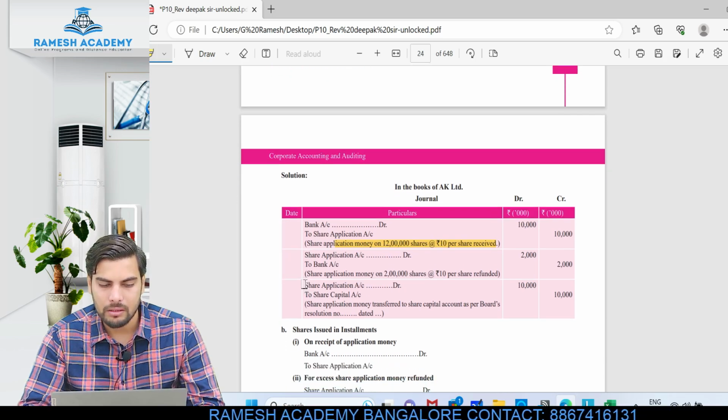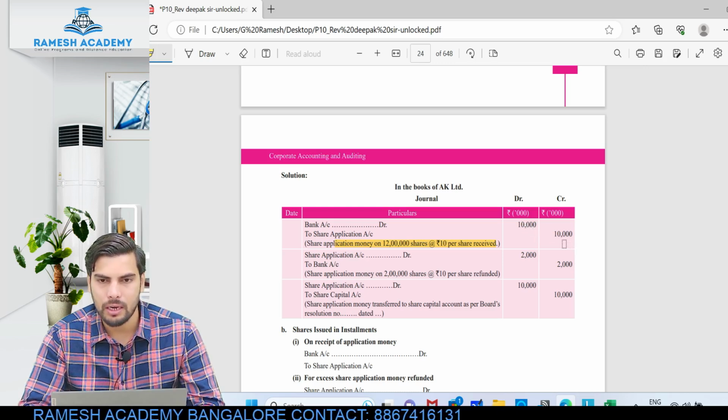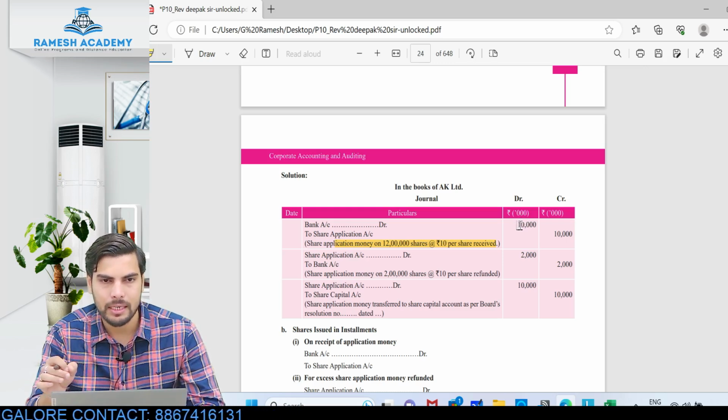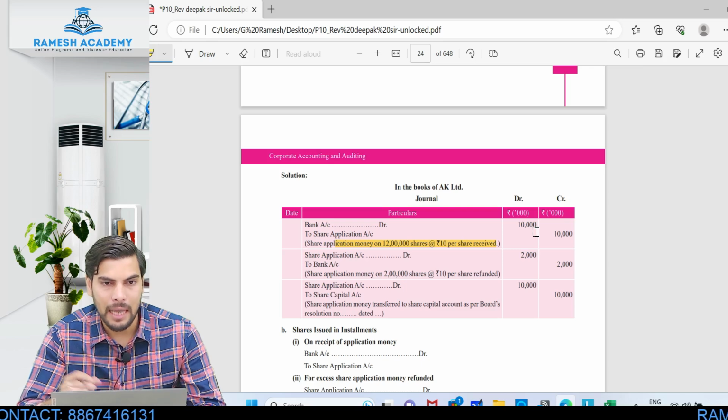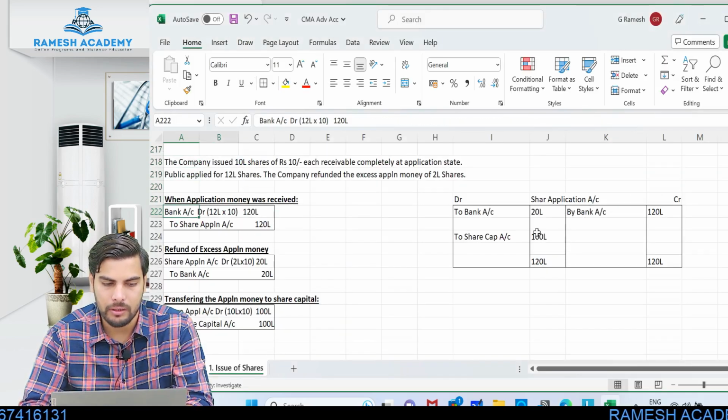And then the third entry, share application to share capital, yes, correct amount, 100 lakh and 100 lakh, this would be correct amount. But this figure what they have written over here is not the correct amount. So this should be 12,000 and 12,000. All the amounts which they have given are in thousands over here, so therefore it should be 12,000. Just make this slight correction in your study material. This is not 100 lakh, it is actually 120 lakh. So you guys can refer to this particular entry. This should be the value. Is this clear?